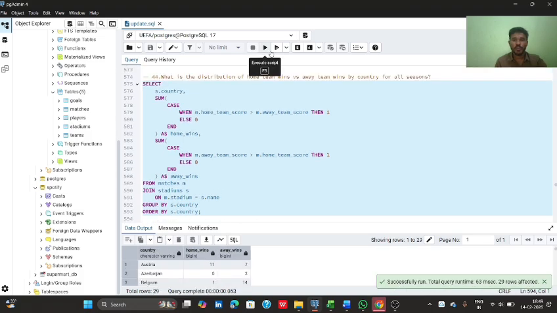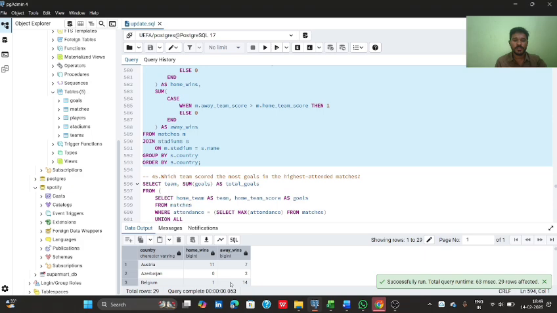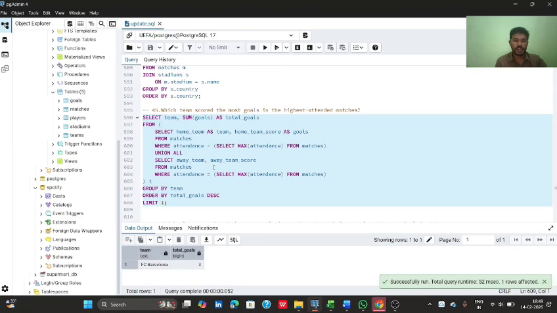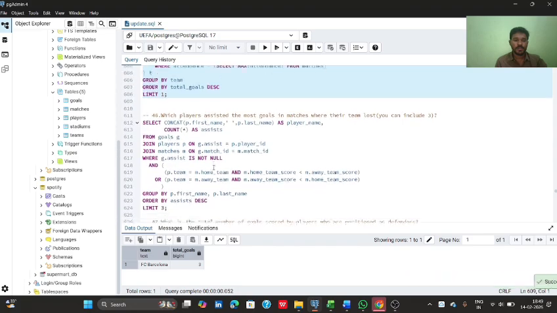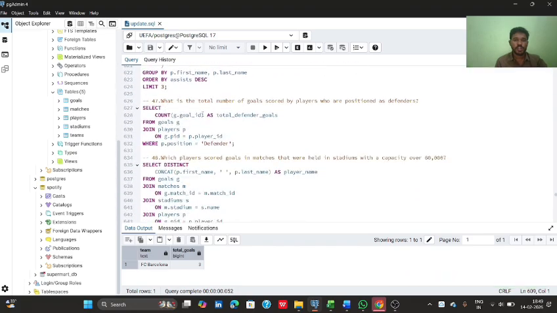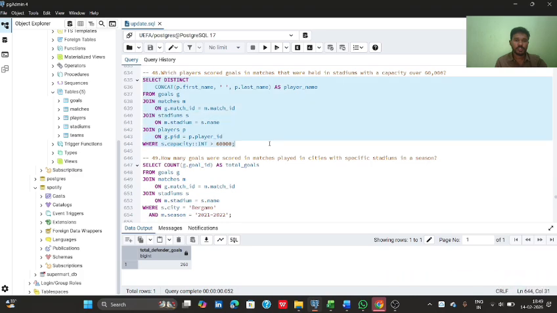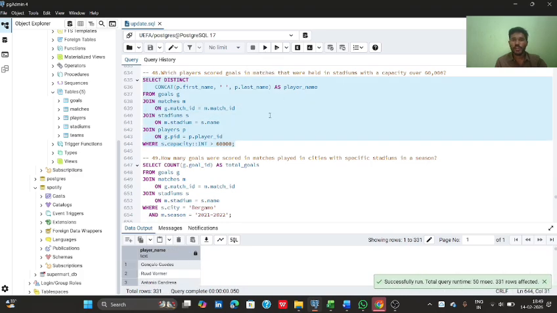And next one is, what is the distribution of home team versus away team wins from all seasons? It is the difference. Next one is, which team scored the most goals in the highest attended matches? Team and the total goals is 3. Next one is, what is the total number of goals scored by players positioned as defender? Total 260.